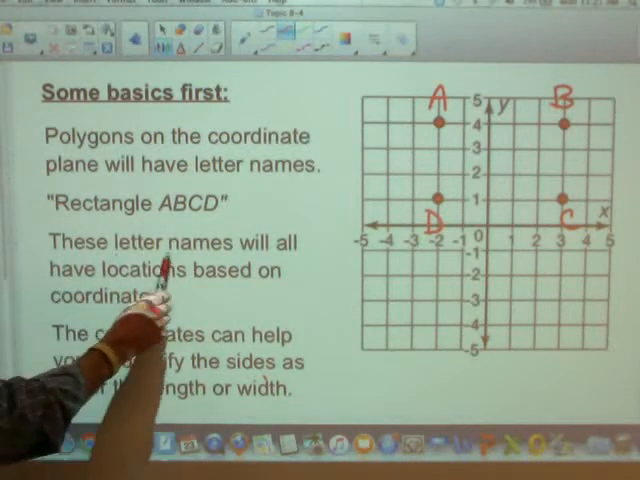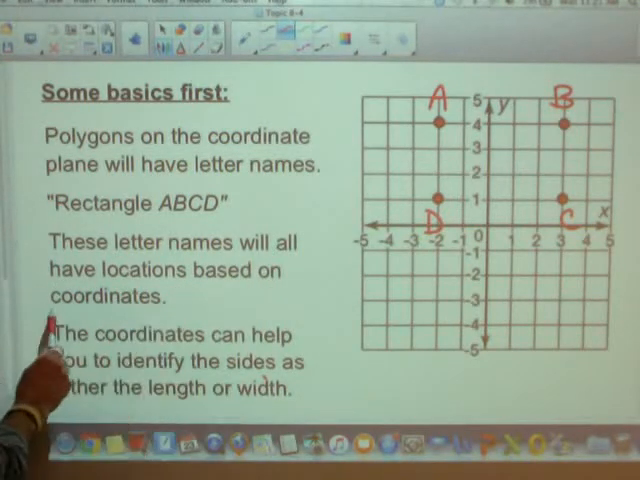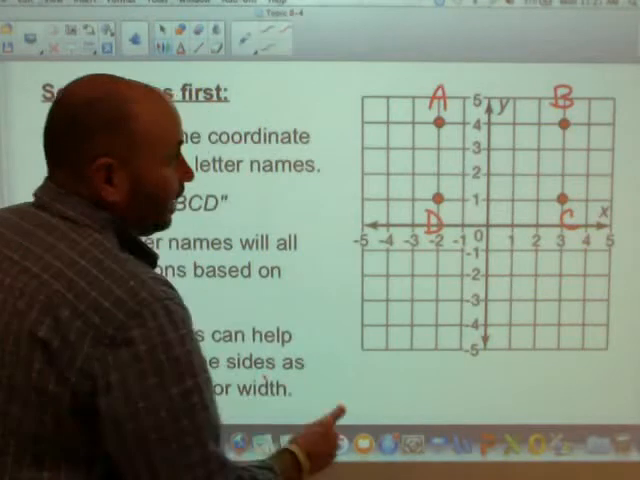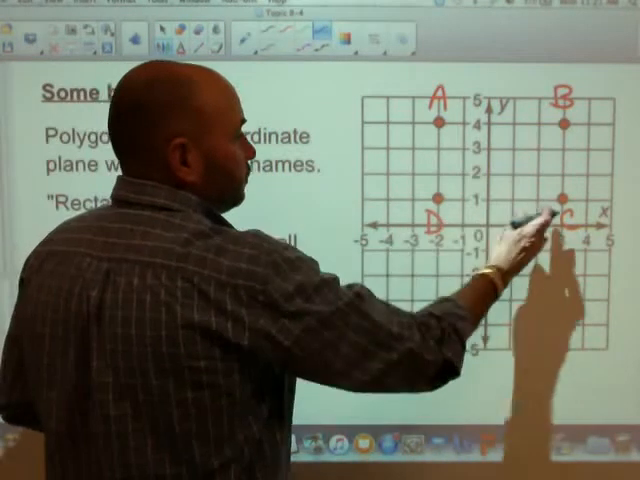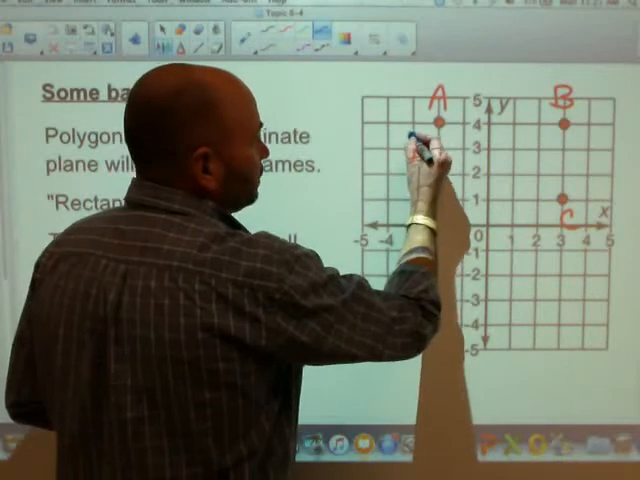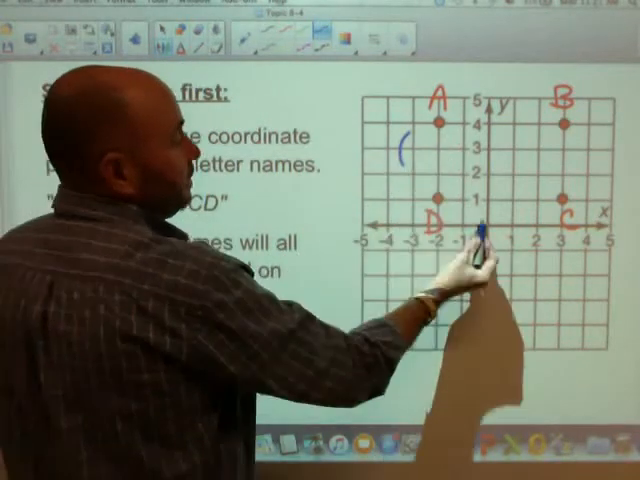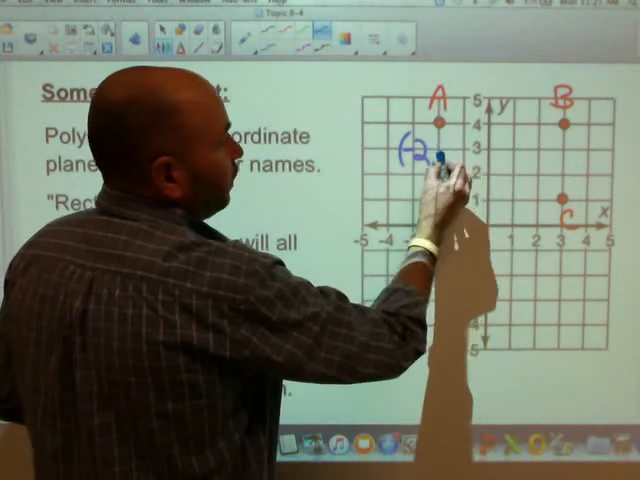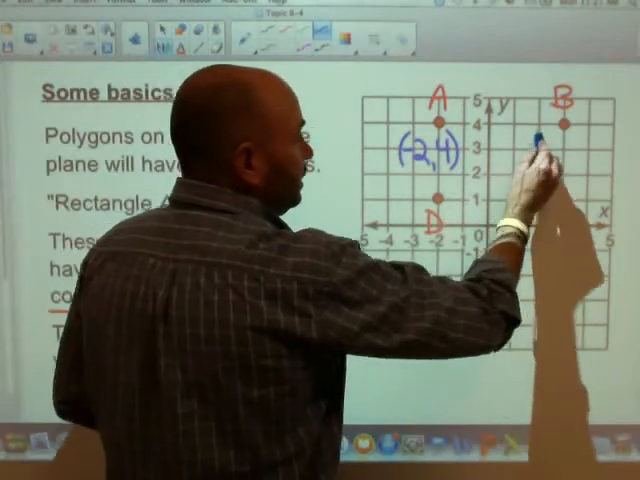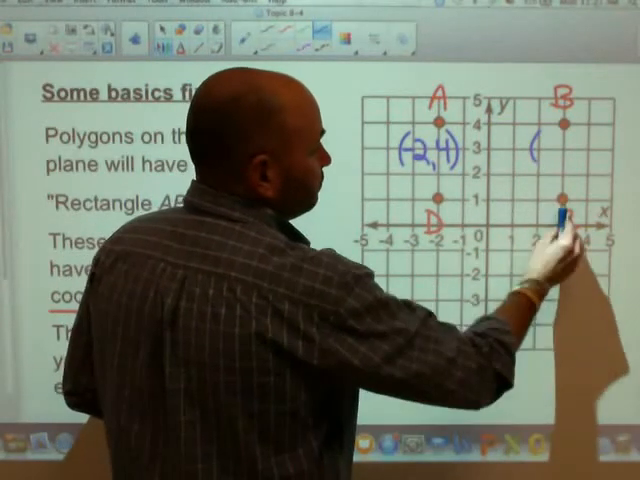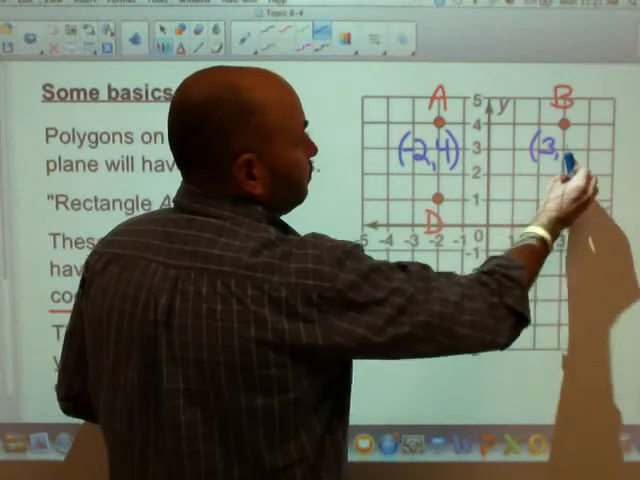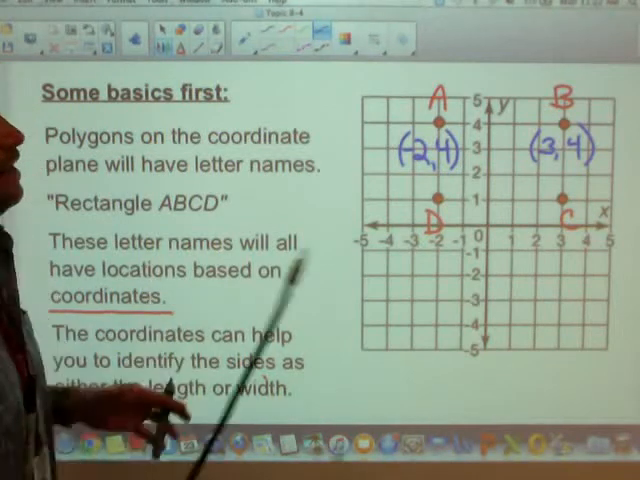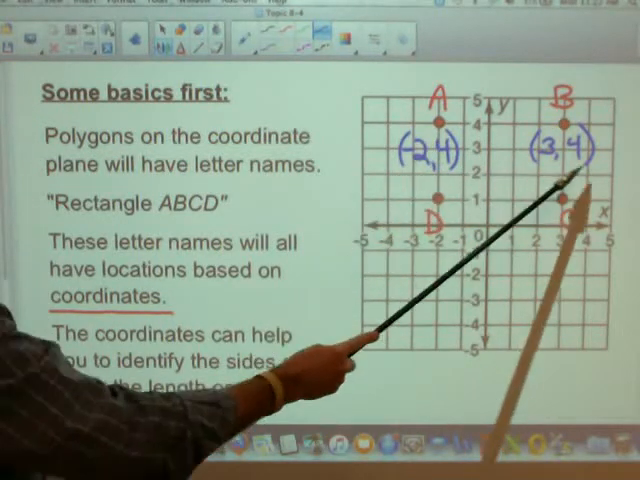Now, these letter names will all have locations based on coordinates. So one of the things that it's nice to do is to take a look at our coordinates for each one of these, okay? So the coordinates for point A would be -2, +4. For point B, we would have +3, +4. And so what you can do is you can actually identify quite a lot of information just by looking at the coordinates of each point.